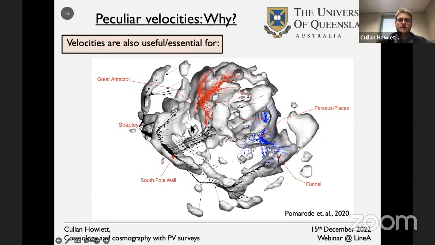And you can see that the local universe really is a complicated map of densities and motions. But by measuring the velocities and the redshifts, we can start to reconstruct this map and start to look for interesting features in there as well.